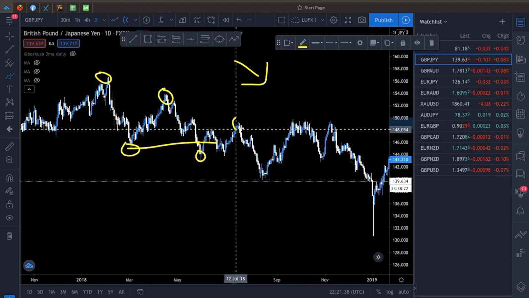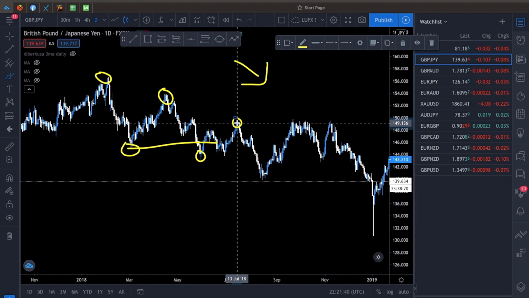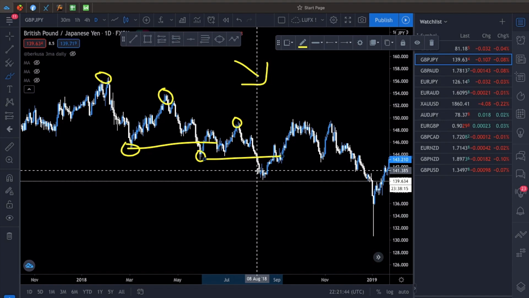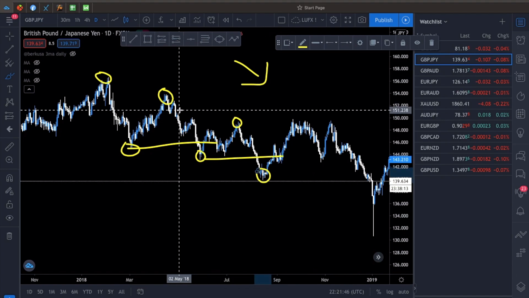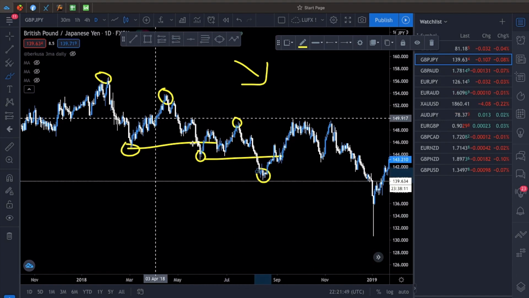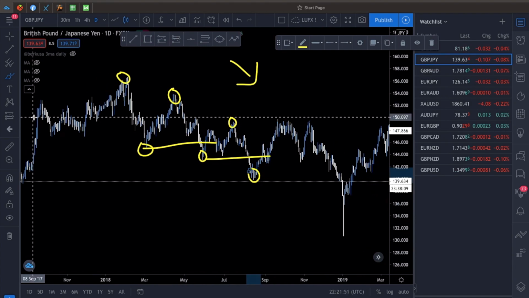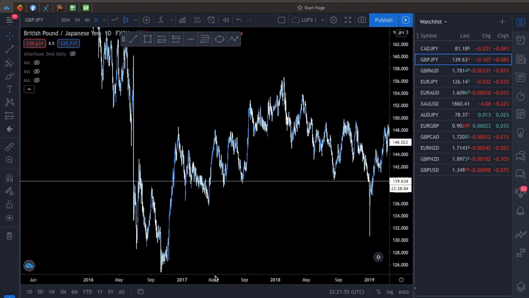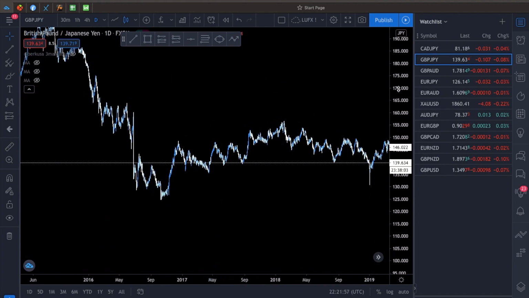And then price came up to make a lower high, because this high is lower than this high. And then price broke market structure again to make a new lower low. So in this market, we would look for sales, right? Because price is going down. So that's a bearish market, right? Let's look for a consolidating market now.